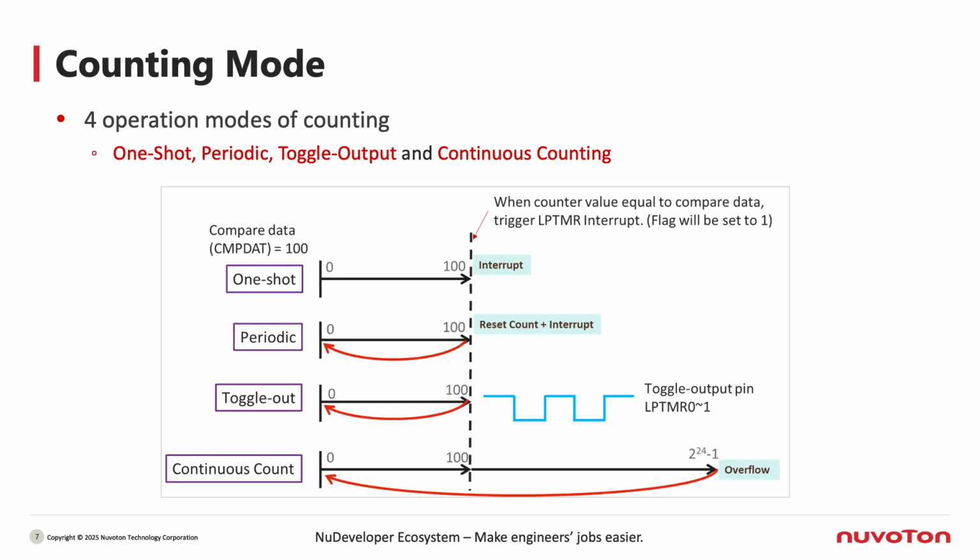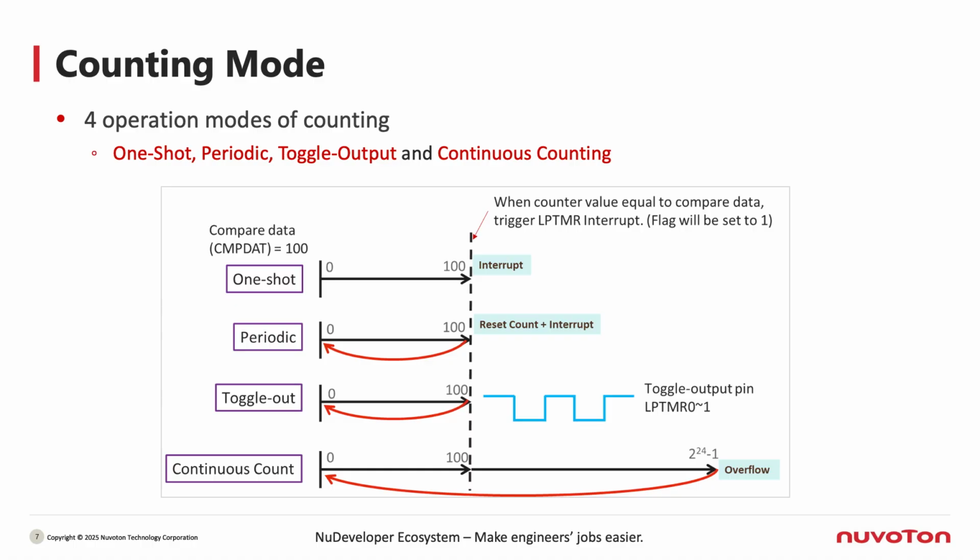The timer offers 4 counting modes. Once the counter starts from 0, it behaves differently when it reaches the compare value. First, one-shot mode. The timer generates an interrupt just once and then stops. Next, periodic mode. After an interrupt, the counter resets to 0 and continues counting automatically. Then, toggle out mode. Similar to periodic mode, but every time the counter reaches the compare value, it also toggles the output pin.